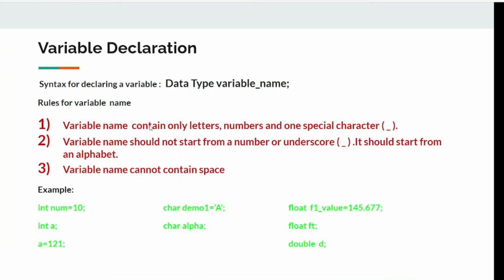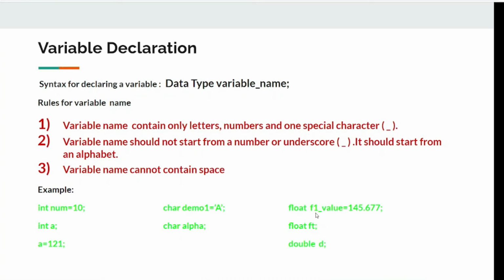Now there are some rules which we have to follow while giving the variable names. We cannot give any variable names. Like I have given num here, it works fine. Demo1, it works fine. But we cannot give any random variable name. We have to follow some steps. The variable name should only contain letters, numbers and one special character. It is only allowed that variable name can contain letters and numbers, and it can contain only one kind of special character, which is the underscore. Variable name cannot contain any other kind of special character.